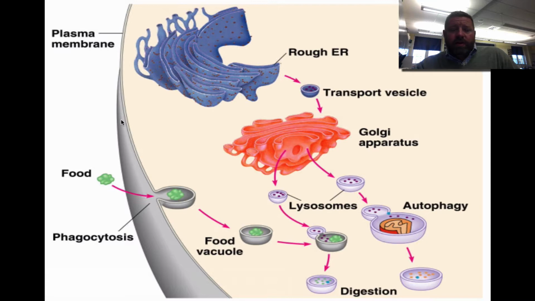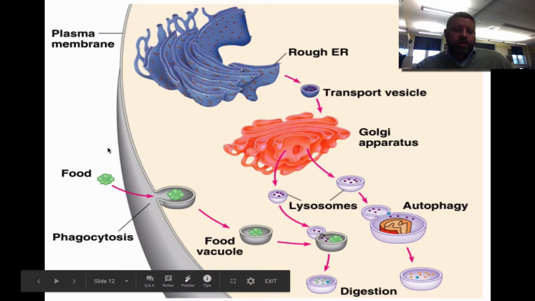So here we have, and this is going to be for animal cells. Plant cells won't do this as much because they have a cell wall. So this becomes difficult of getting things in from the outside. So one of the ways we get things in from the outside is what they call phagocytosis.